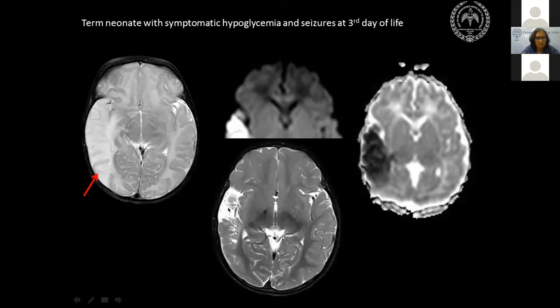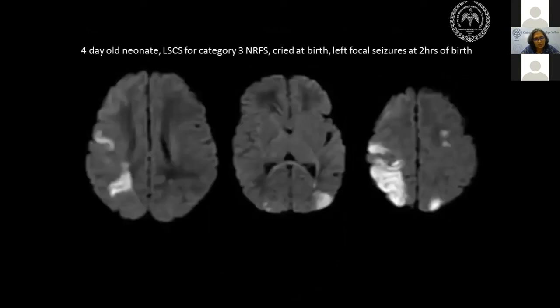However, the child came back 1.5 years later with a history of seizures, and you can see an area of gliosis which corresponded to the previous infarct. This was a 4-day-old neonate whose mother had undergone a cesarean section. The baby cried at birth but developed left focal seizures at 2 hours of birth. It showed multiple areas of infarction in the supratentorial parietal lobe.